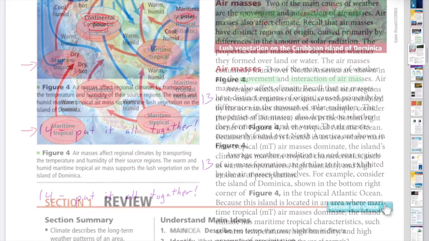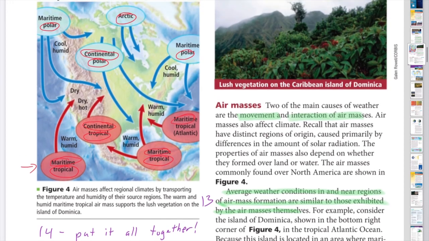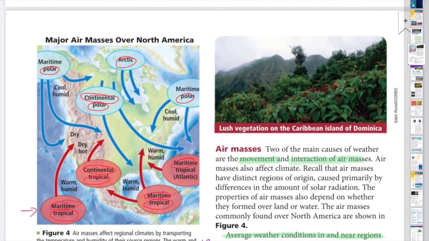Anyway, average weather conditions in and near regions of air mass formation are similar to those exhibited by the air masses themselves. For example, consider the island of Dominica, shown in the corner of Figure 4 up here. It's not actually the bottom right, it's actually up here.